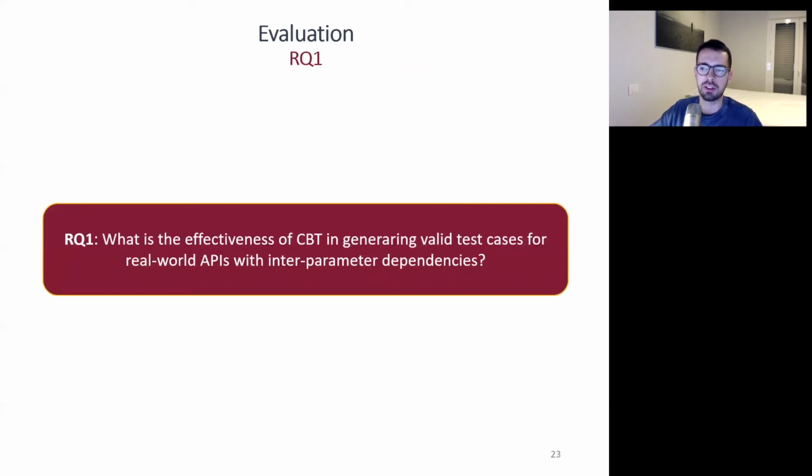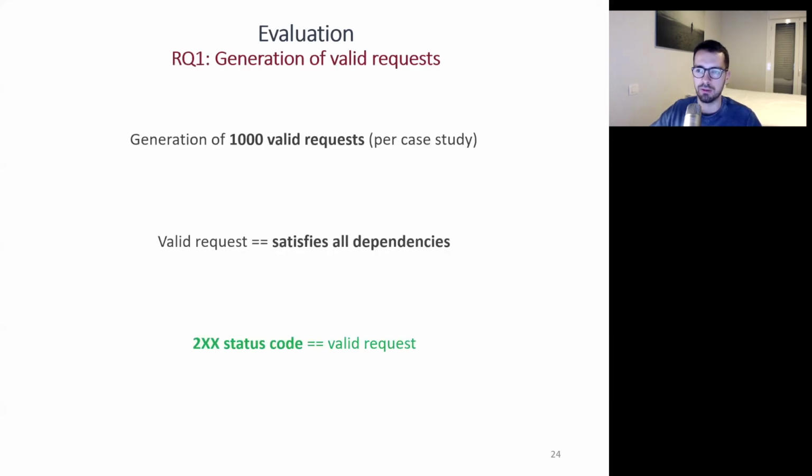Let's head into the answer to the first research question. So what is the effectiveness of CBT in generating valid test cases for this kind of APIs? This is what we did. We generated 1,000 valid requests per case study, both with random testing and with constraint-based testing. And then we actually checked which requests were valid. And by valid request here, we mean a request that satisfies all the interparameter dependencies, so all the input constraints in the web API operation. The way in which we counted these requests was by checking the 200 status code. If we received a 200 status code, so a successful response, we counted that request as valid.